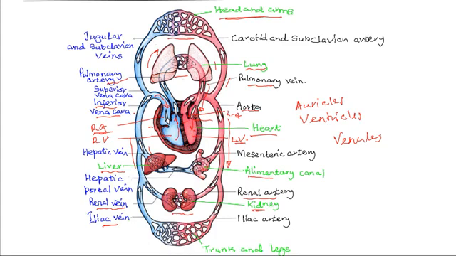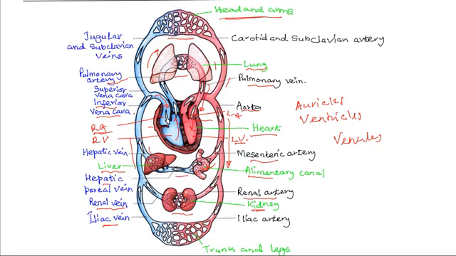Now, one important thing to note is that blood brought to the alimentary canal by the mesenteric artery does not go back to the general circulation directly. Instead, this blood is first taken to the liver through the hepatic portal vein. Now, why is that important?